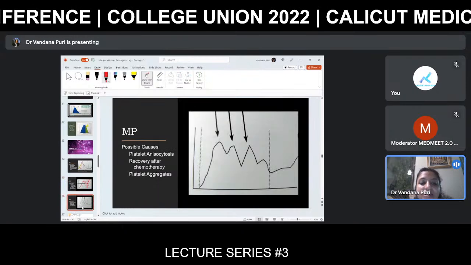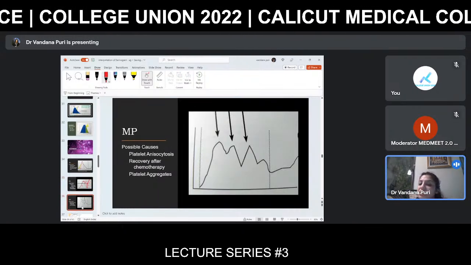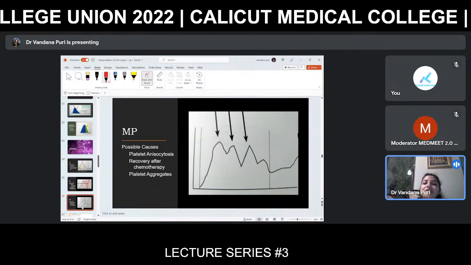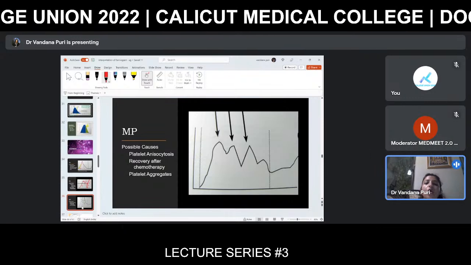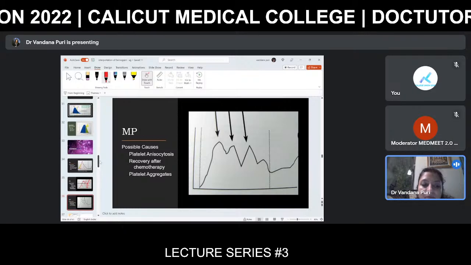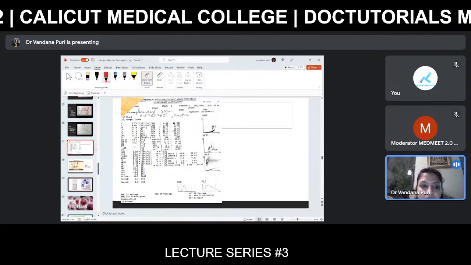Now look at this again, just like RBC, multiple peaks. Multiple peaks always mean there is either variation in the size of platelets, that is platelet anisocytosis, or it is a recovery after chemotherapy, or there are platelet aggregates. All this gives you multiple peaks. So let's look at this counter, guys.